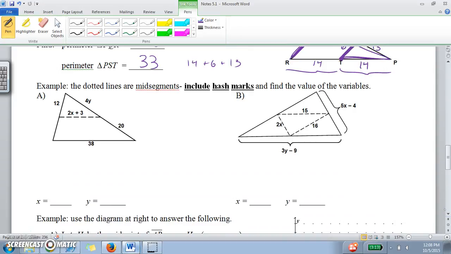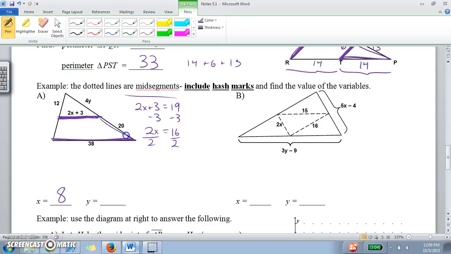More examples, just a little bit more complicated. So we know that this is a midsegment right here. It says the dotted lines are midsegments. So we know that this piece has to equal half of the side that it's parallel to. So half of 38 would be 19. So 2x plus 3 has to be equal to 19. So now we just solve for x. We subtract 3. So 19 minus 3, 16 equals 2x. We divide both sides by 2. We get x equals 8.